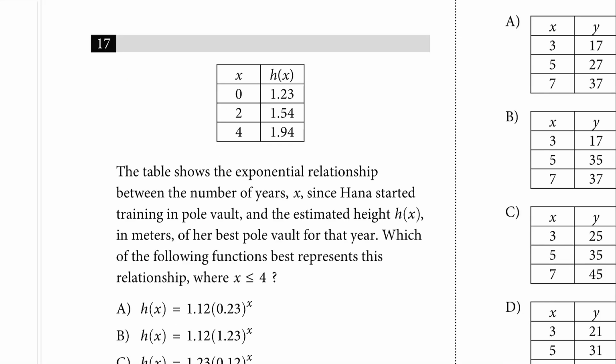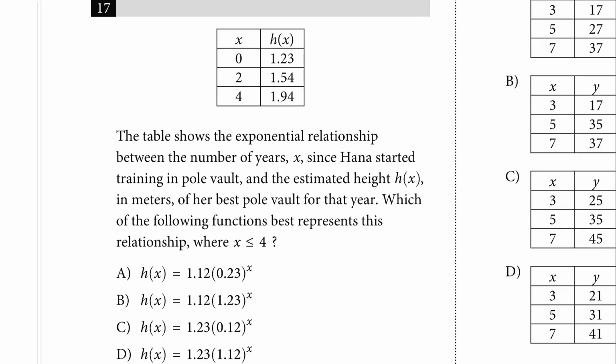The table shows the exponential relationship between the number of years X since Hannah started training in pole vault and the estimated height in meters of her best pole vault for that year. Which of the following functions best represents this relationship where X is less than or equal to 4?